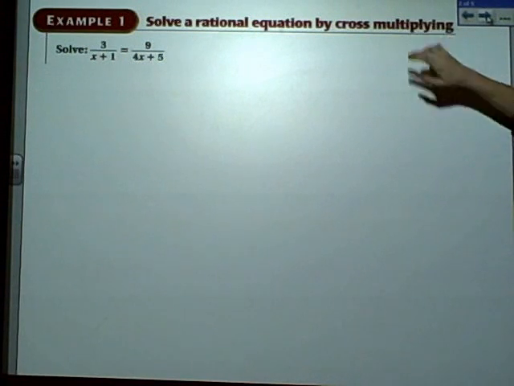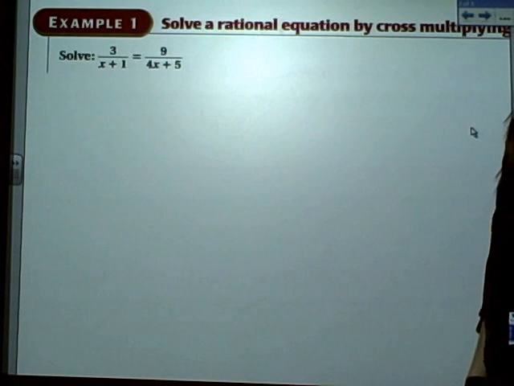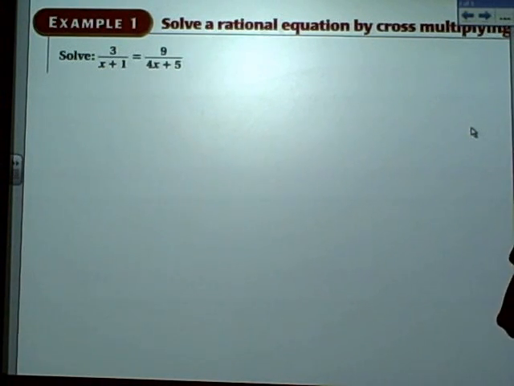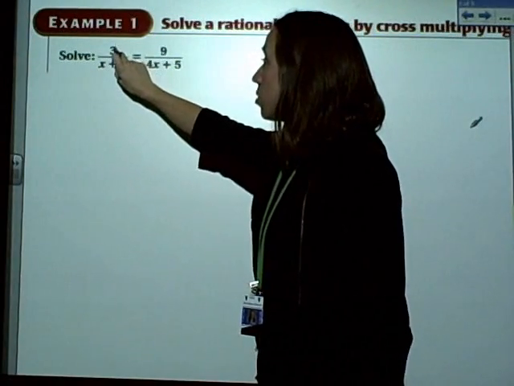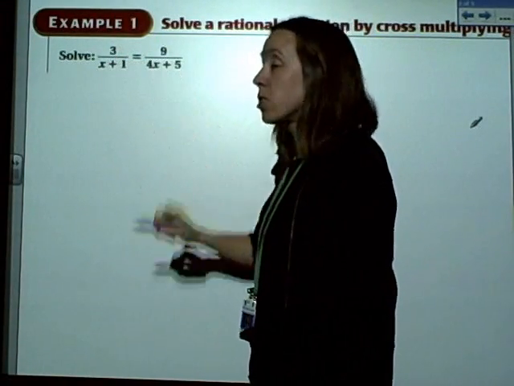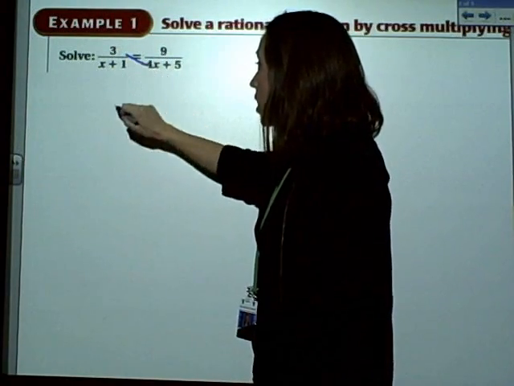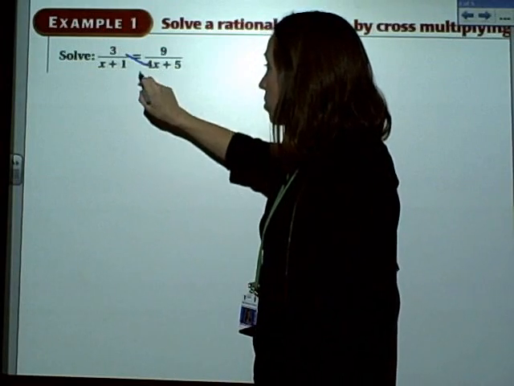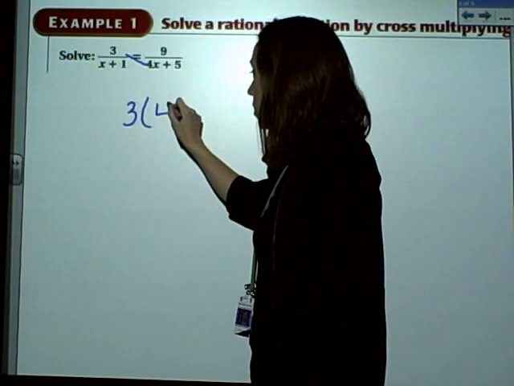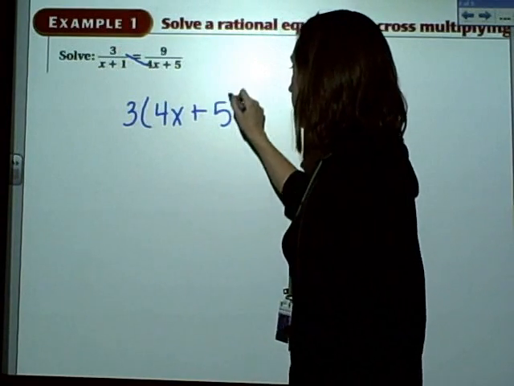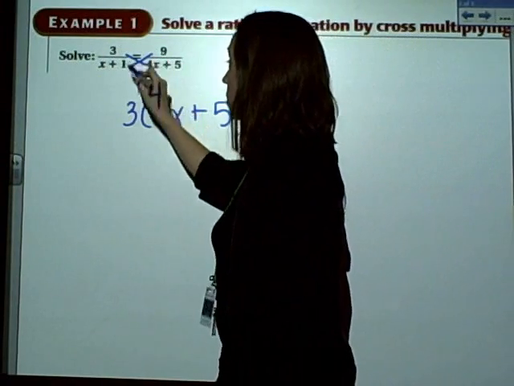For our first example, we're going to use a technique that you guys have seen before, solving a rational equation by cross multiplication. If you remember, cross multiplying means when you have two ratios or two fractions, one on each side of an equal sign, you're going to multiply across. So our first move is to go 3 times 4x plus 5. Then we're going to put our equals sign down, and we're going to set that equal to the other one multiplied across.